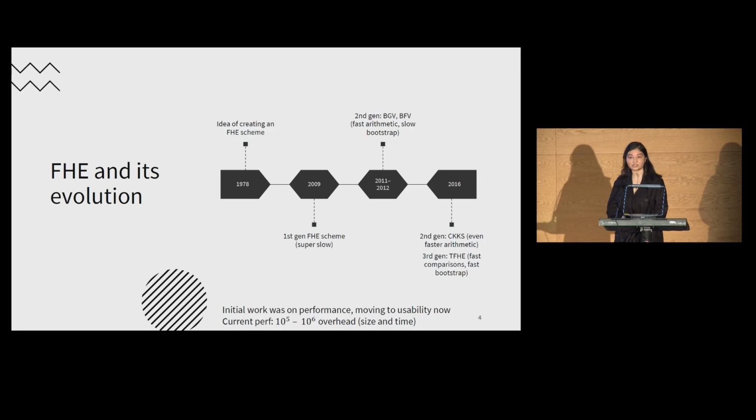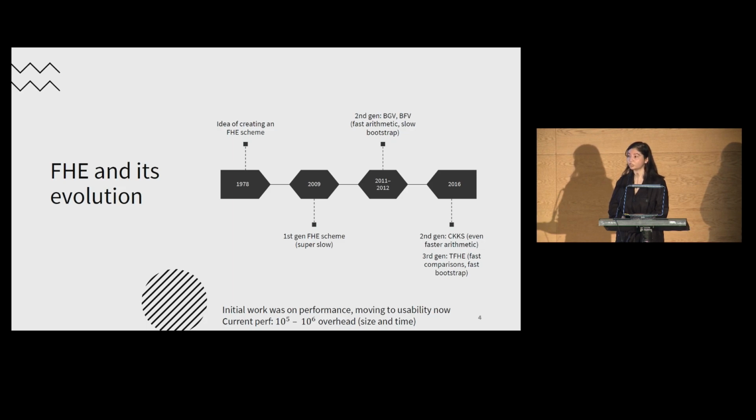The third generation of FHE, which is the generation we're on currently, is fairly fast as well, a little bit different than the second generation. Rather than prioritizing fast arithmetic, it prioritizes fast comparisons and also allows for fast bootstrapping. The idea here is you can do truly arbitrary computation on encrypted data, whereas with the second generation of FHE, you generally set up the scheme to do a certain amount of computation and then you stop.